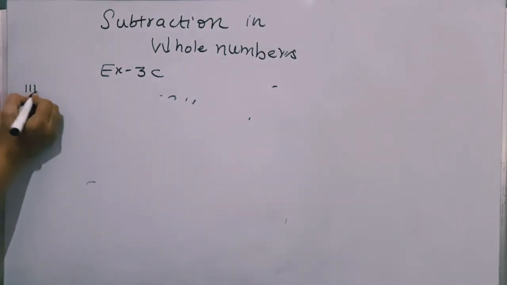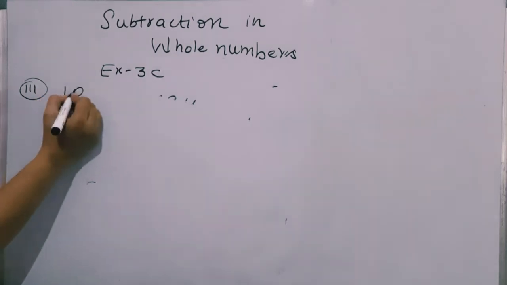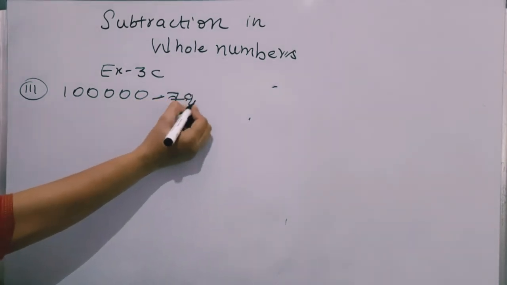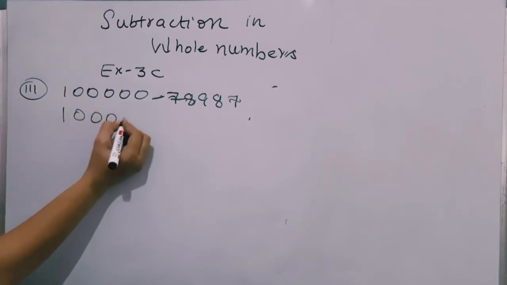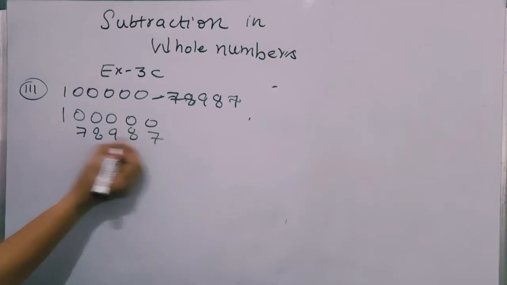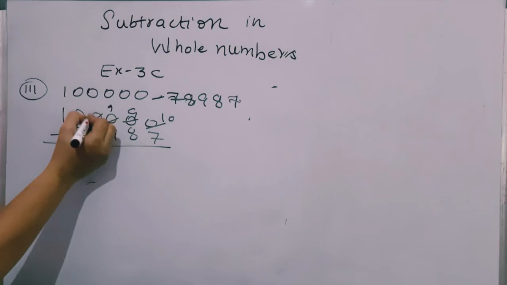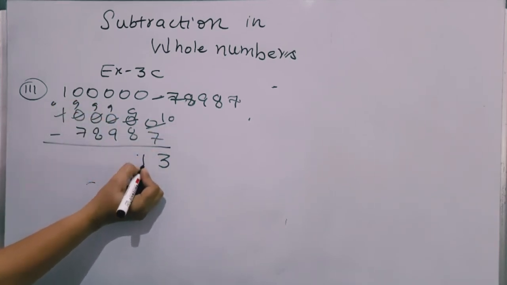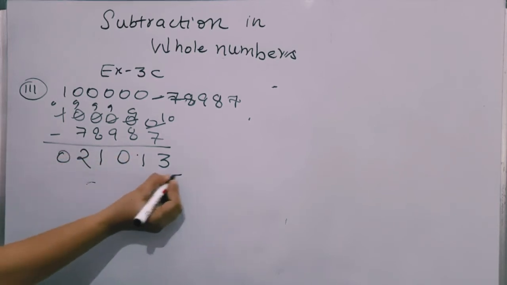Now the third option is this number. Now we have to subtract this, right students? Now I am going to subtract it for you. 0 minus 7 is not possible, carry will be taken. So I am taking the carry. 10 minus 7 is 3, 9 minus 8 is 1, 9 minus 9 is 0, 9 minus 8 is 1, 9 minus 7 is 2. And here it is 0.